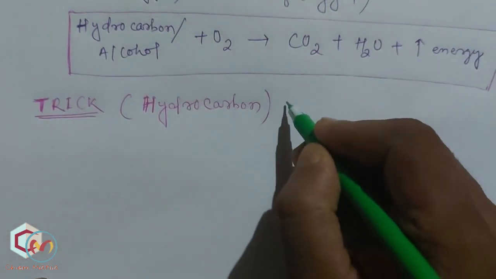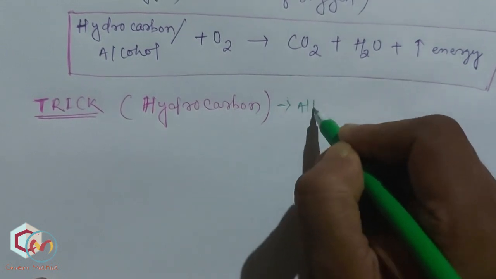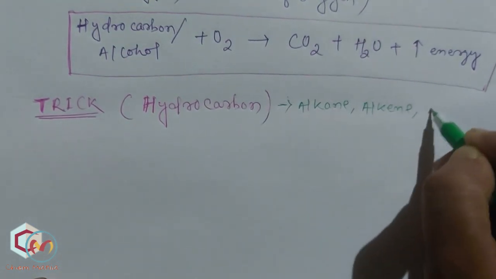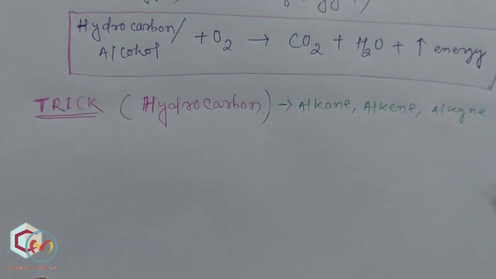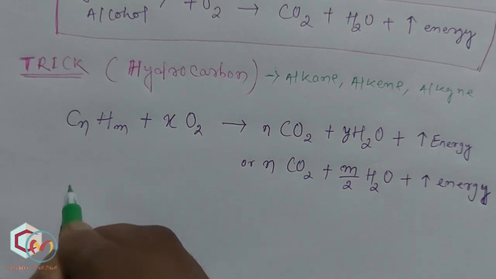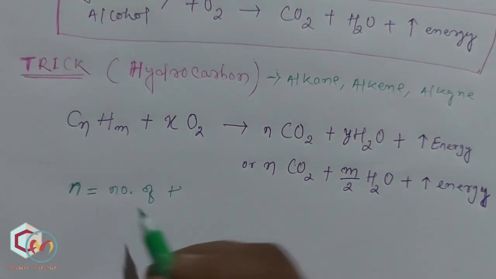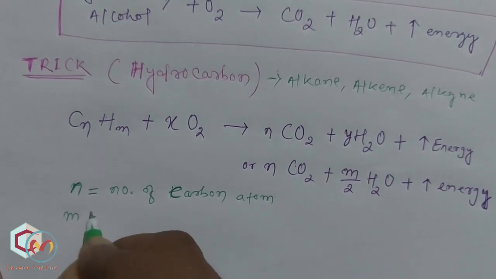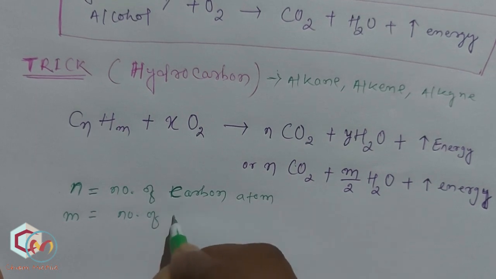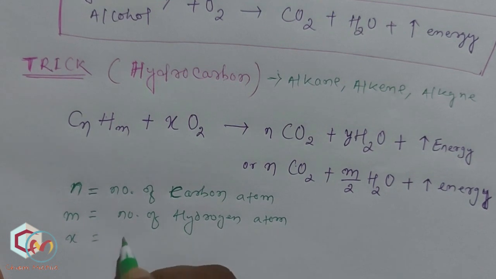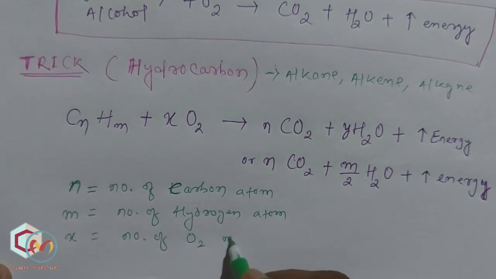It mainly considers all the alkane, alkene and alkyne, that is applicable for saturated as well as unsaturated. Only one formula is required. Here n is the number of carbon atoms, m is equal to the number of hydrogen atoms, and x is equal to the number of O2 molecules.